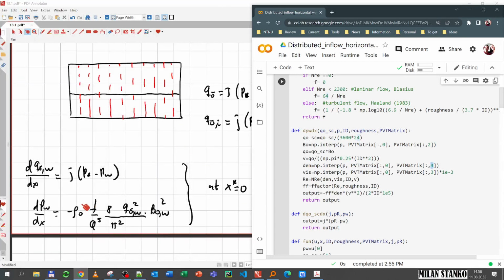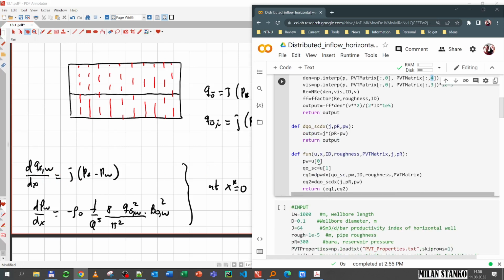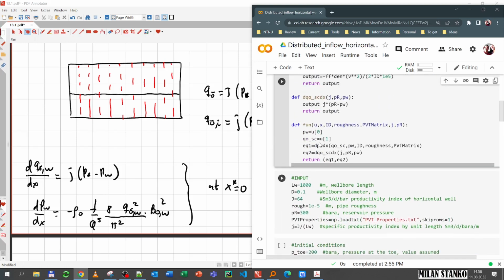Okay, for that it returns this equation: friction factor, density, velocity, and I calculate the velocity using all the same equations that we mentioned before. Then you have the other equation, which is this one. How is QO changing along the wellbore at standard conditions? This is simply the specific J times reservoir pressure times PW. And this is simply the way I solve it in Python. You have to program this function that actually splits these two terms, these two derivatives.